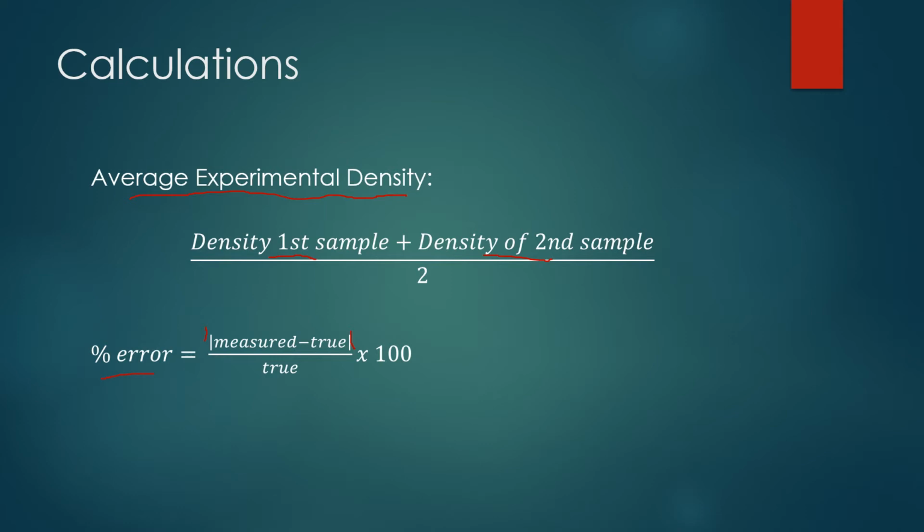So you are going to take the measured, and the measured is what you did, your average experimental density. You are then going to subtract it from the true density of acetone. The true density is going to be the density that you find in Table 1. Once you do that subtraction, if you get a negative number, make sure to change it to a positive due to those absolute value bars. Then divide it by the true value of acetone from the table once again. And don't forget to multiply by 100 to get it in a percent.